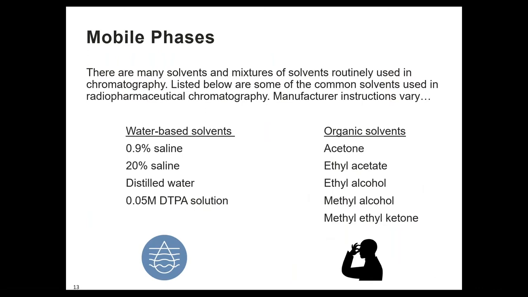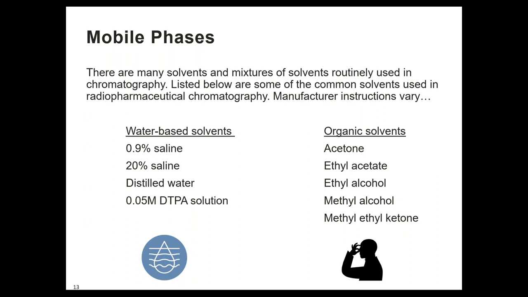Of the mobile phases, there are several water-like solvents, the most common of which is 0.9% or normal saline, 20% saline, a salt solution. Distilled water can be used for some drugs, and there's some drugs that call for a 0.05 molar DTPA solution as a scavenger. That's what's occurring with Zevalin.